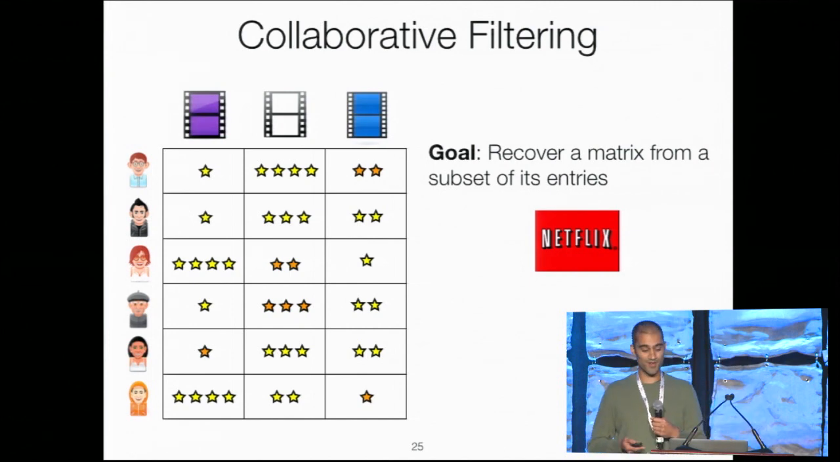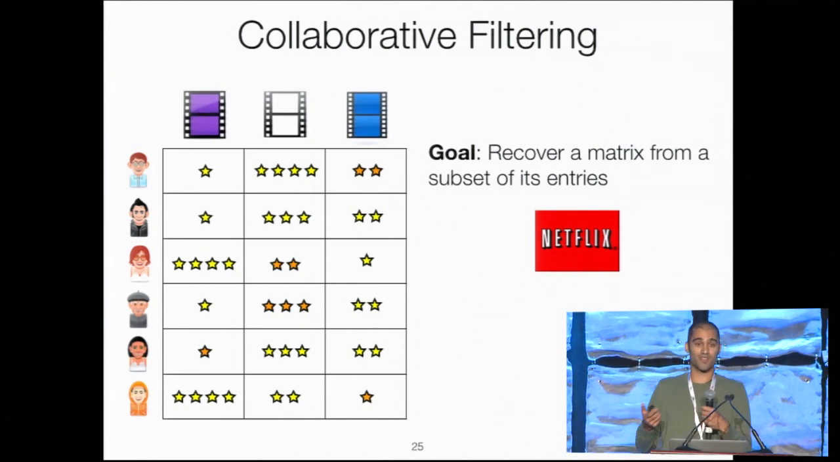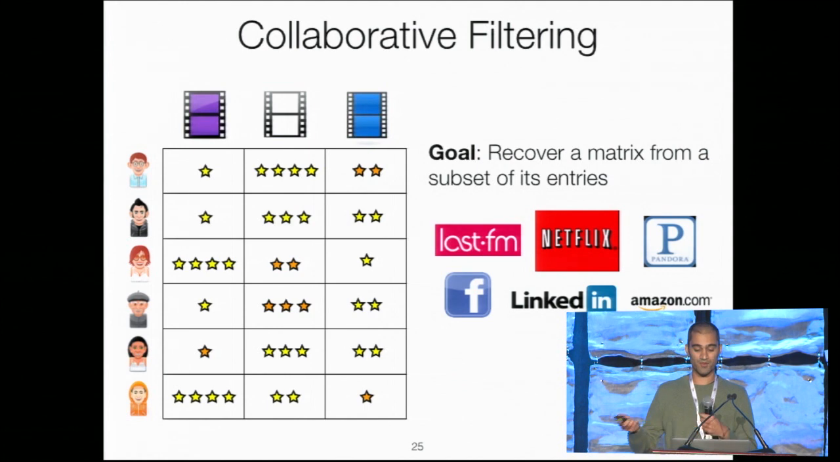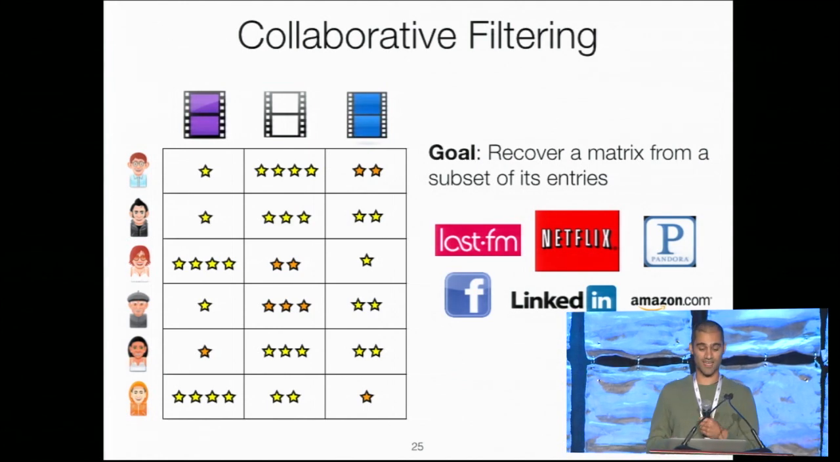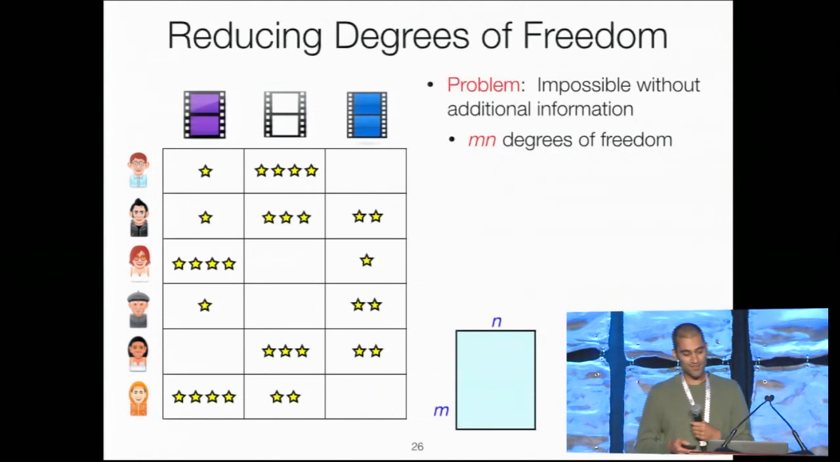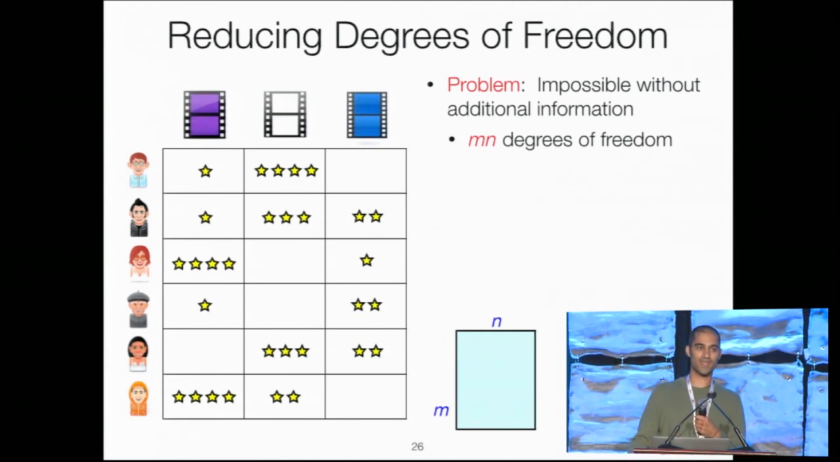At least in the research community, the Netflix Prize 7 to 10 years ago really got people really excited about this, but of course lots of organizations at this point are very excited about this. Just mathematically, without making additional assumptions, this is just an ill-posed problem.